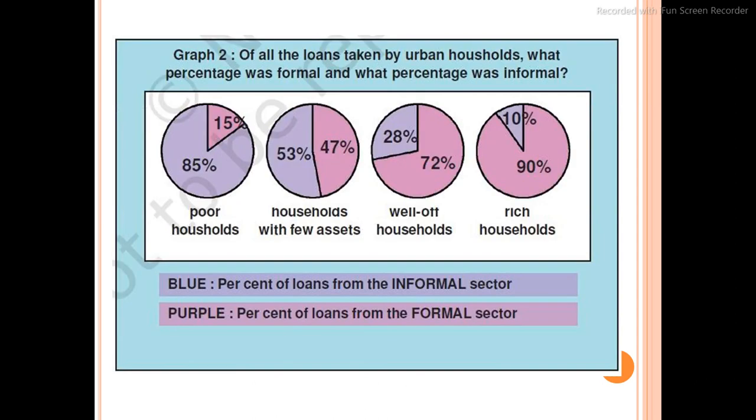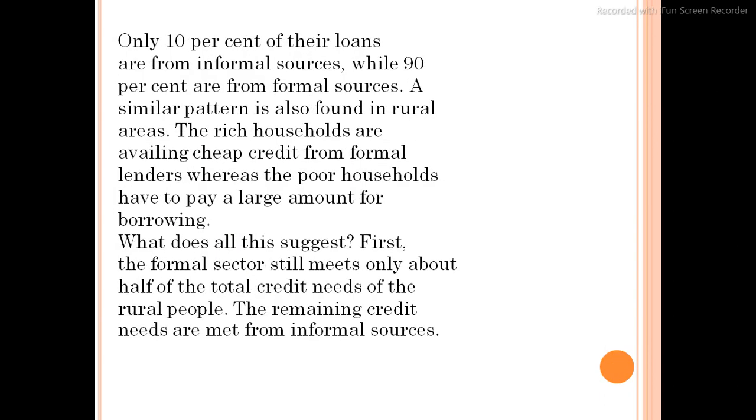The graph is speaking about the poor households. They are taking from the informal sources, 85%. As shown here, the rich households are taking from the formal sources, 90%. So this is the comparison which will make you understand about the merits and demerits of the formal and informal sectors. Okay?